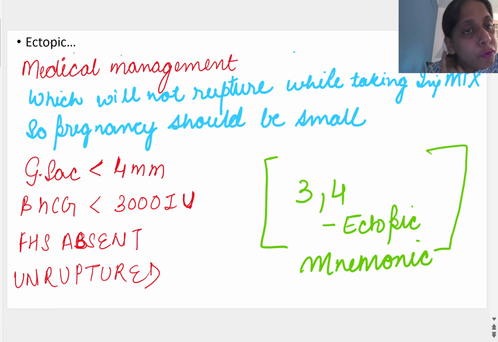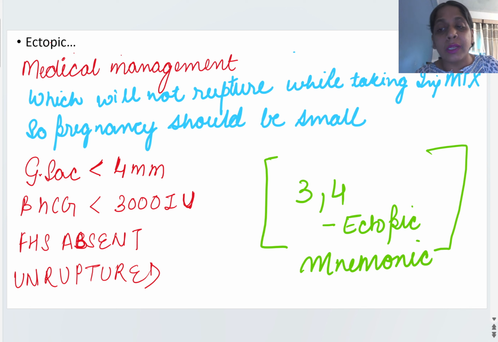So if you forget this criteria, how will you remember? 3 4. Beta hCG should be less than 3000 international unit per liter, or mIU per ml. And gestational sac less than 4 mm. So this was the criteria.